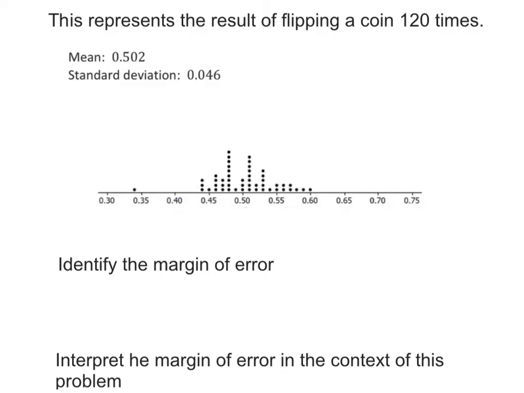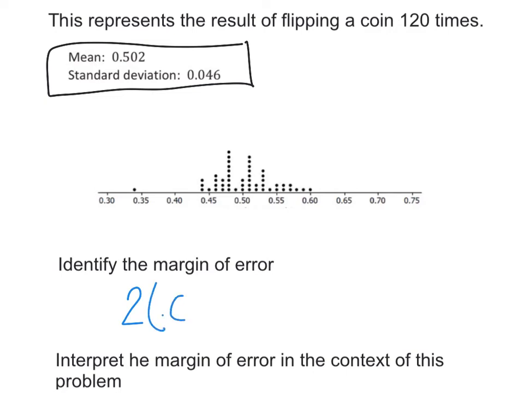All right, I think I got a real cupcake one for you here. This represents the result of flipping a coin 120 times. They nicely give me the mean and the standard deviation. So part A just says identify the margin of error. See how simple? You just have to know that formula. The margin of error is just 2 times the standard deviation. So 2 times 0.046. So I've got a margin of error of 0.092.